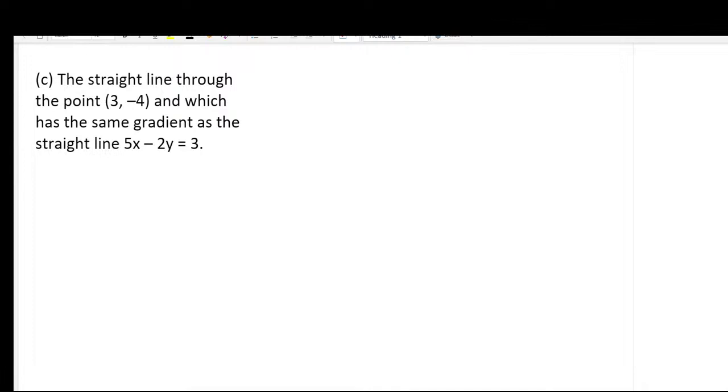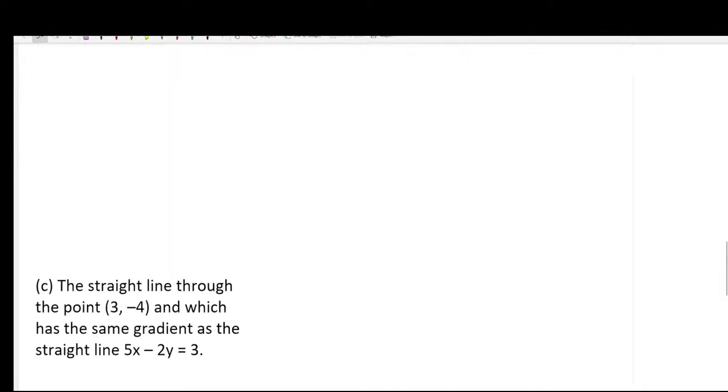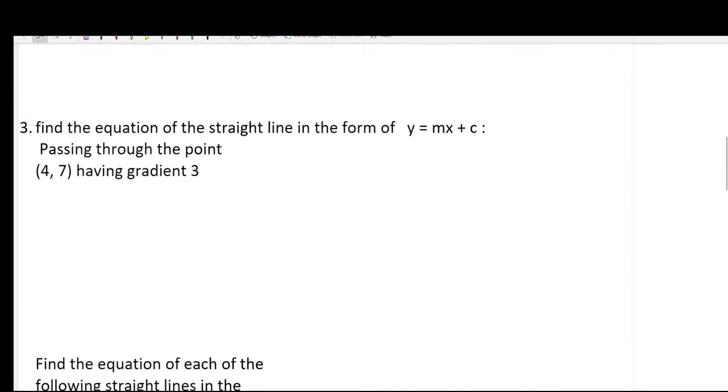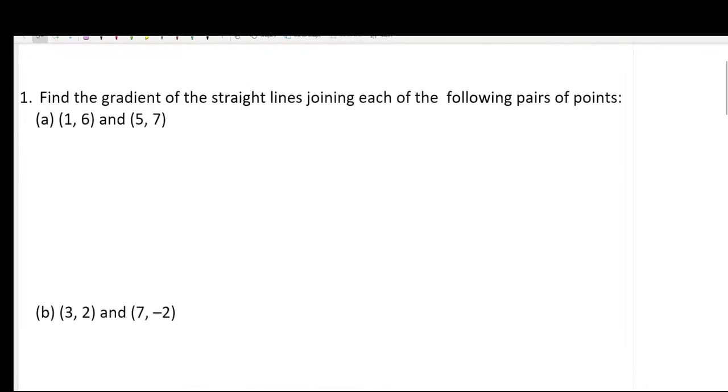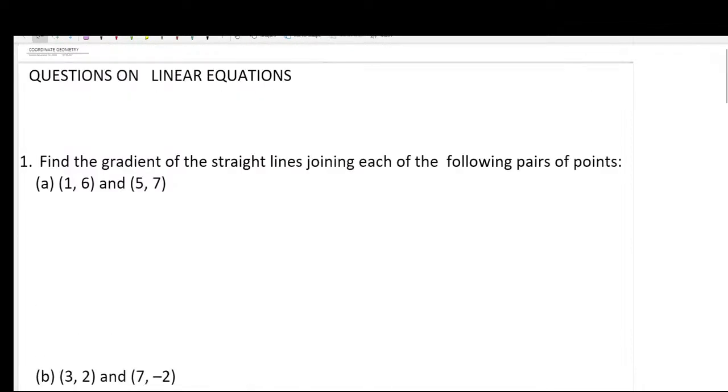I selected here a few questions, so we're going to go through them together. The first question is: find the gradient of the straight line joining each of the following pairs of points.